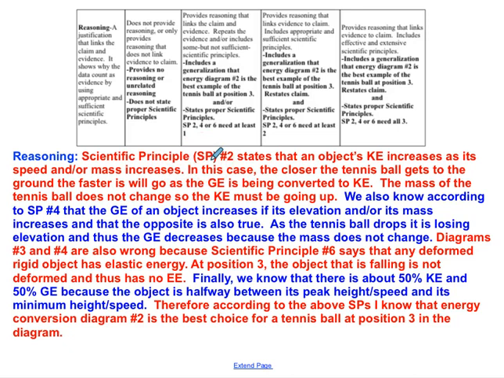Now I didn't just leave it there. I have to explain why that takes my evidence, and it takes that evidence and uses it as support for my claim. So in this case, the closer the tennis ball gets to the ground, the faster it will go as the GE is being converted to KE. The mass of the tennis ball does not change, so the KE must be going up.